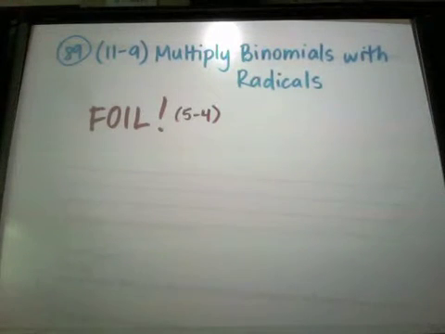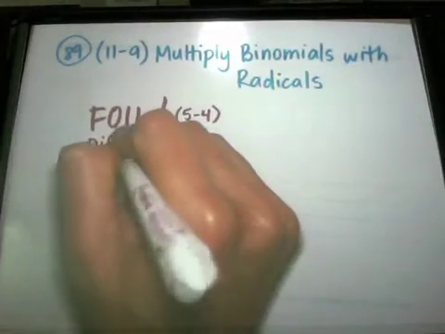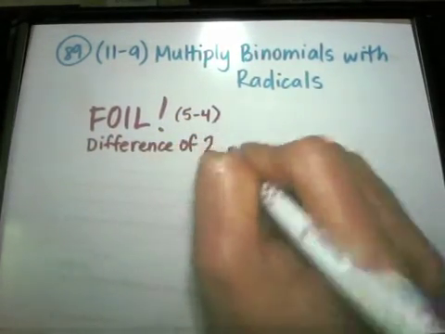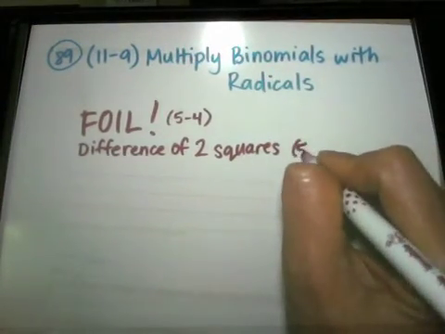Now the other things you're going to see, you can FOIL anything. But the other thing that you might see here, which you can use because it's a nice shortcut if you remember how to use it, is our special patterns. We had the difference of two perfect squares. And this was lesson 5.5.